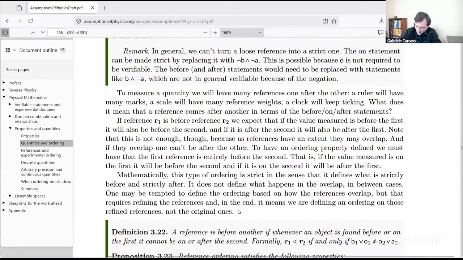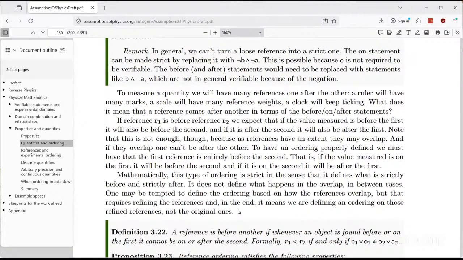You can go on while I make a note. To measure a quantity, we'll have many references, one after the other. A ruler will have many marks, a scale will have many reference weights, a clock will keep ticking.